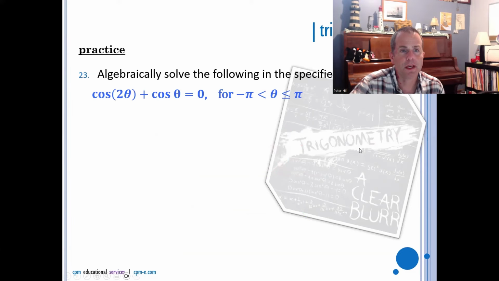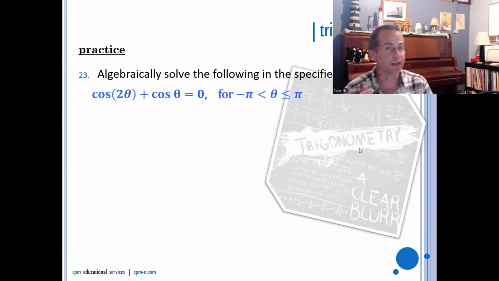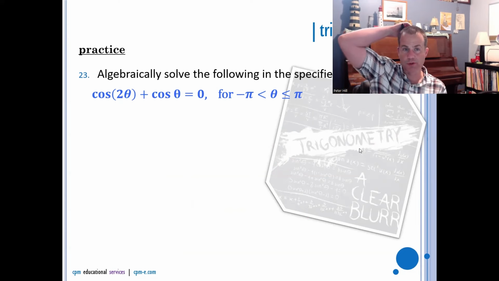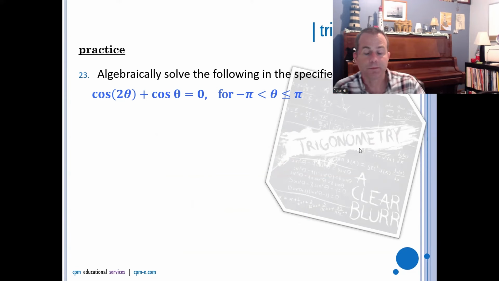Yay. Algebraically solve the following in the specified domain. So now we're back to equations, but this time we involve some identities. So I see here cos of 2 theta. I don't want to ever work with cos of 2 theta. I don't want to work with a double angle. So right away, I want to swap that out.